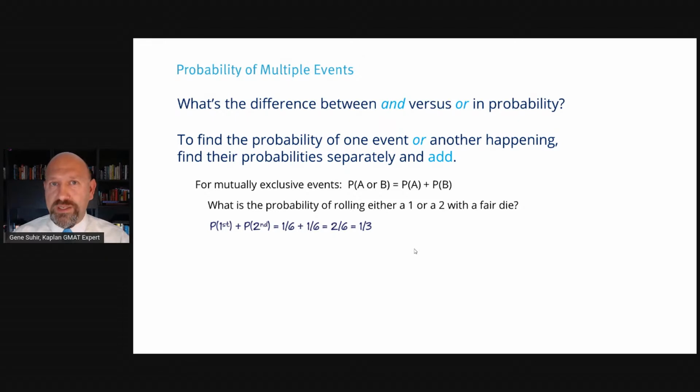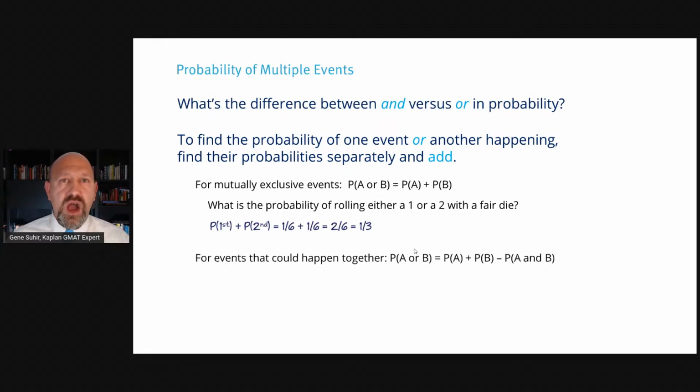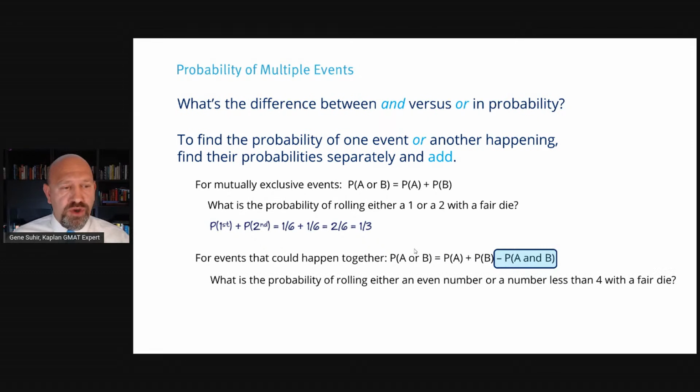But here's a little twist, a little caveat. What if the events are not mutually exclusive? What if you could have some overlap? Well, then we have an extra little piece that we have to add at the end. Subtract the probability of A and B both happening. Let me bring up an example so it's not just theoretical pie in the sky gobbledygook.